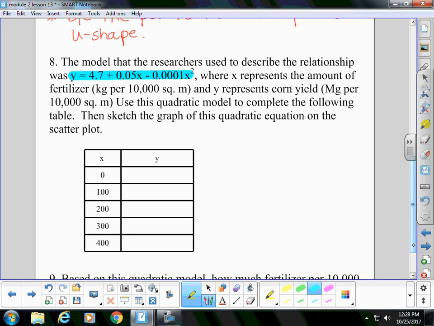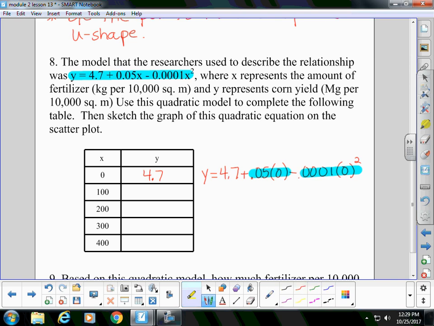Use the quadratic model to complete the following table. So we're going to plug in these numbers for our x values. For the first one, I'm going to plug in my calculator 4.7 plus 0.05 times 0 minus 0.0001 times 0 squared. And you should get just 4.7. It's multiplying by 0, and multiplying by 0 is just going to cancel out. So that part goes away, and that part goes away. You're left with just the 4.7.